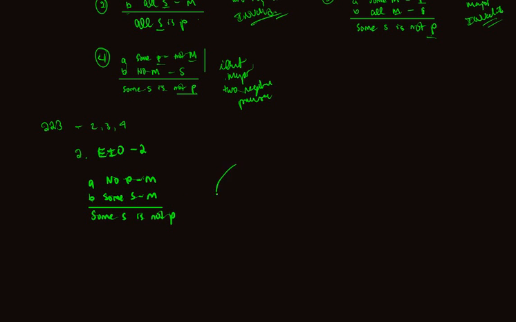So I'm going to try to draw a circle here. Oh, nice circle. All right, so I'm going to label this S, P, and M here, and I'm going to diagram the universal premise first. I'm going to start with no P's are M's. Let's just color this in. No P or M, okay.